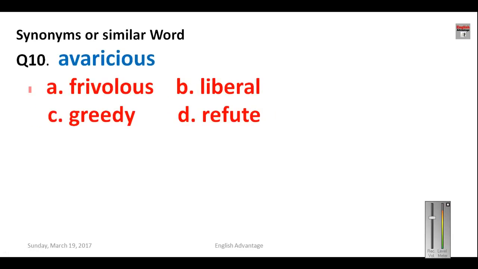Question number 10. Avaricious. Okay, your options are frivolous, greedy, liberal, and refute. Refute means to deny, liberal means to free, frivolous means playful. So avaricious means greedy, the one who wants more and more. So here your answer will be greedy.